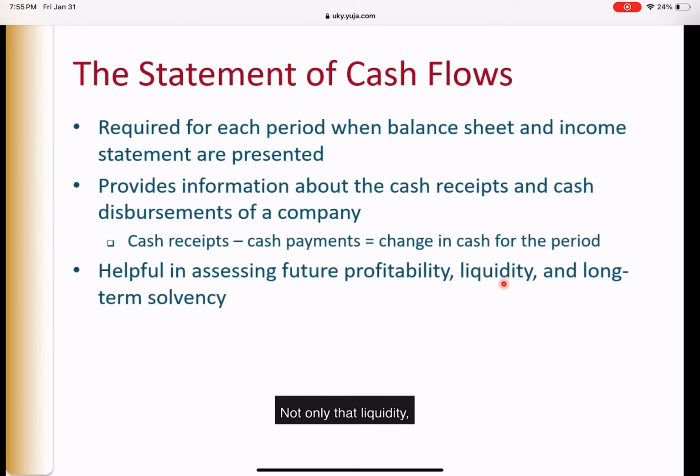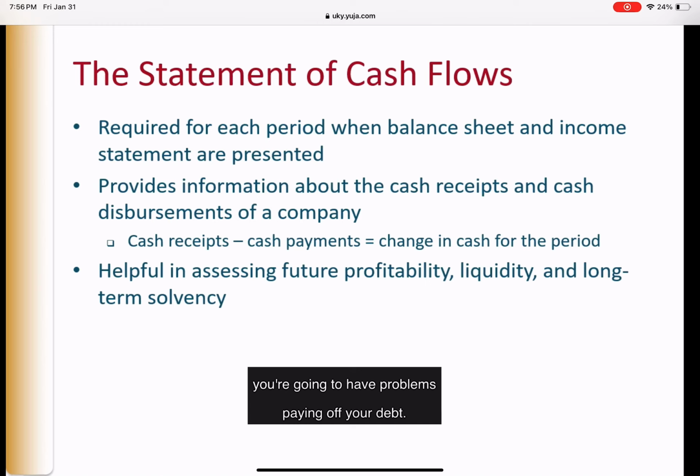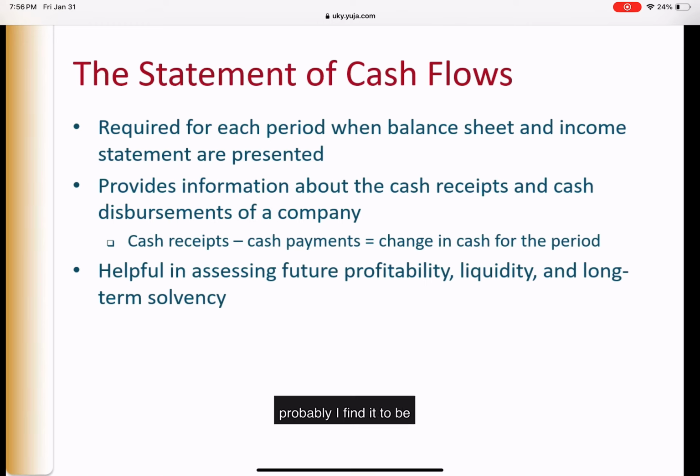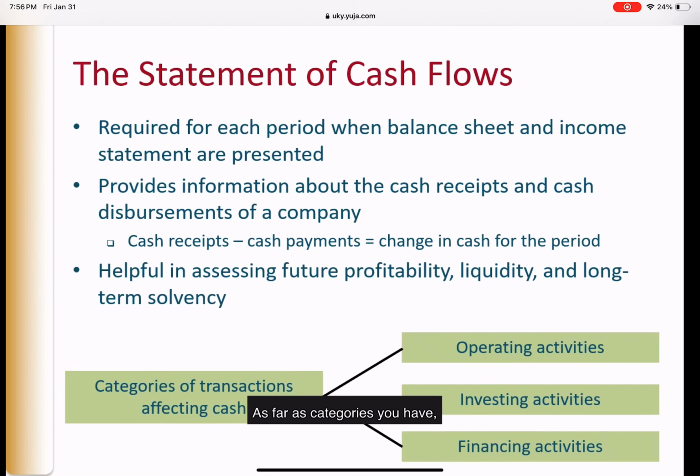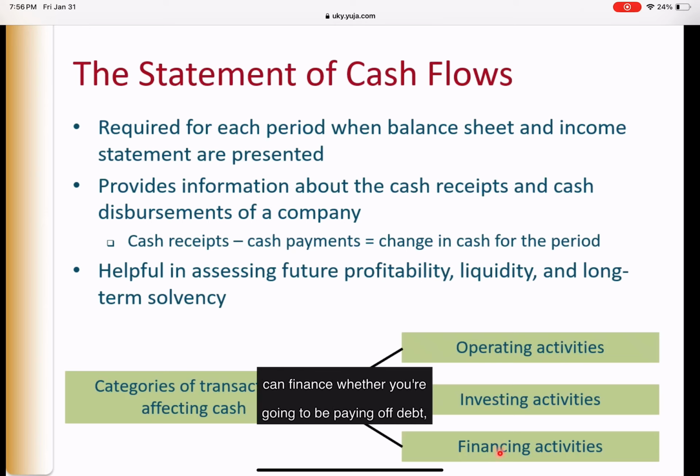Not only that, liquidity. That's why I mentioned you have to have a strong cash flow from operations, and even long-term solvency, because if you don't have enough cash from operations to cover your investing outflows, you're going to have problems paying off your debt. So that's why that statement is so important, and probably I find it to be the most useful financial statement. As far as categories, you have your three that we mentioned earlier: your operating activities, investing, and financing. This is the most important category to me, because this is going to impact how you can invest and how you can finance, whether you're going to be paying off debt, paying out dividends, or even being able to buy back your stock.